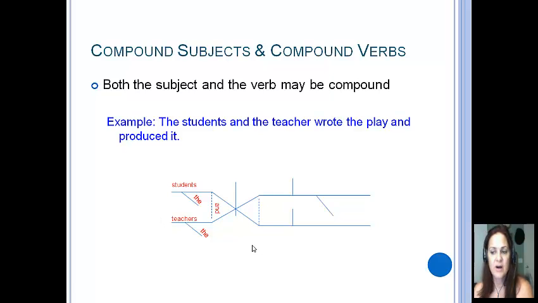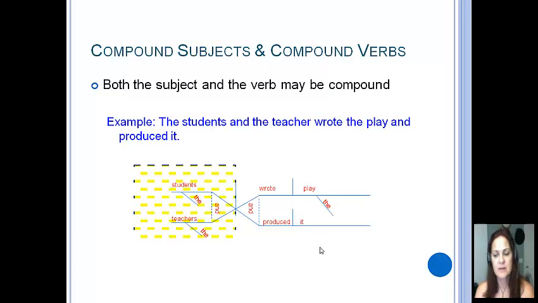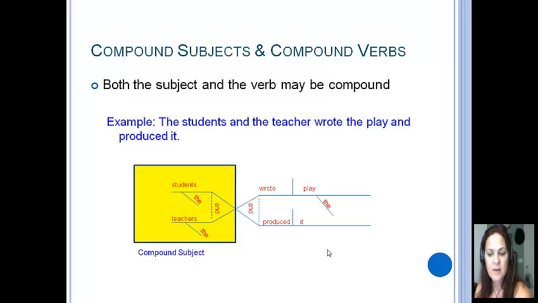Then we look at the compound verb. My verbs are wrote and produced, joined by the conjunction and. So there's my compound verb. Then we look at, of course, our indicator of the direct object. So wrote what? Wrote the play. And then produced what? Produced it. So this is my diagram of this sentence. We have the compound subject and we have the compound verb.